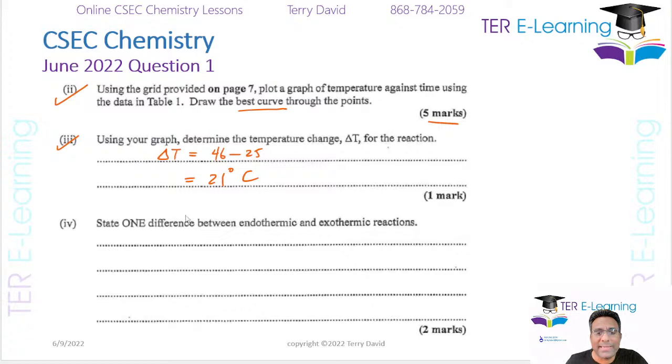All right, so next thing. They said state one difference between an endothermic and exothermic reaction. Now you could have selected whatever you wanted. So let me start with an endothermic reaction. You could have simply said energy is absorbed from the surroundings.